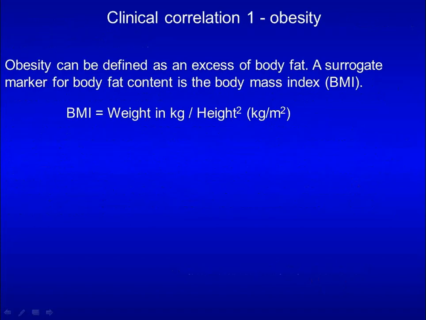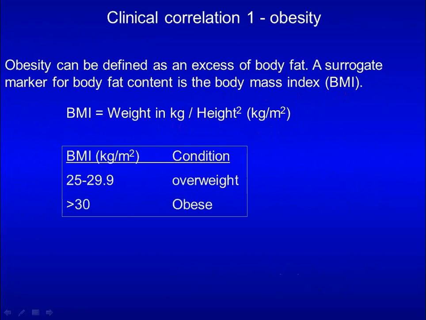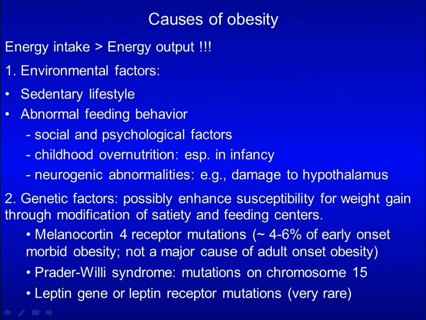Here is clinical correlation. Obesity is defined as an excess of body fat. A standard marker for obesity is the body mass index, or BMI. BMI is calculated as a person's weight in kilograms divided by the square of the height in meters. A BMI over 30 is considered obese. In general, obesity results from greater energy intake than energy expenditure.